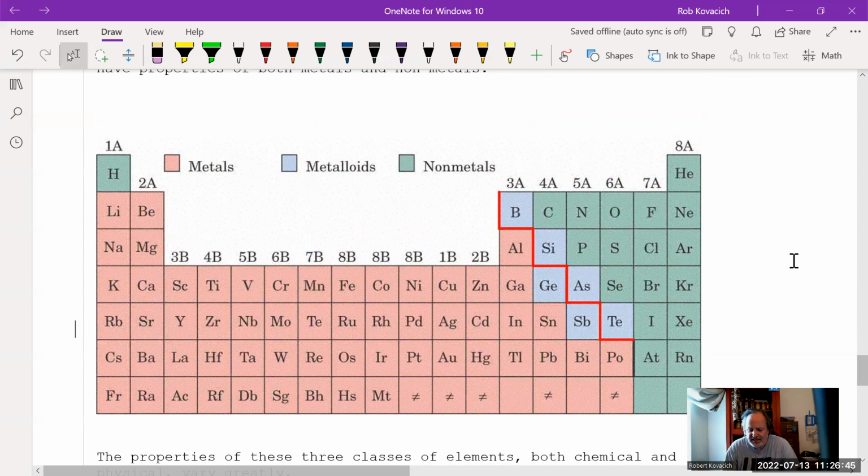They do not conduct heat well. So everything we talked about with metals, we don't get to do that with nonmetals. And they also do not form alloys with each other. Well, they will form covalent compounds, which we'll talk about a little bit later.